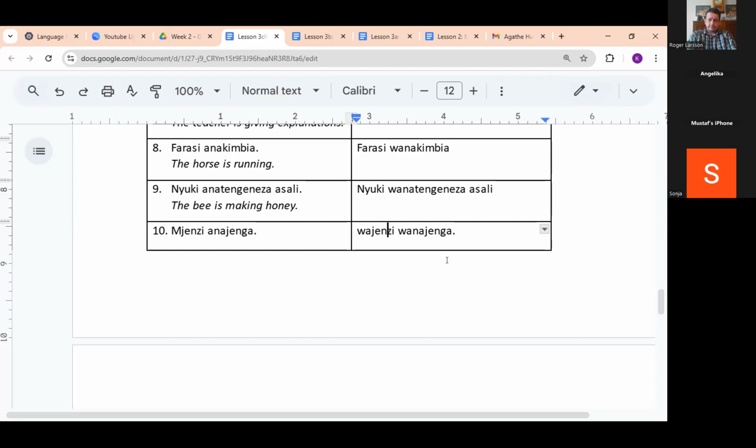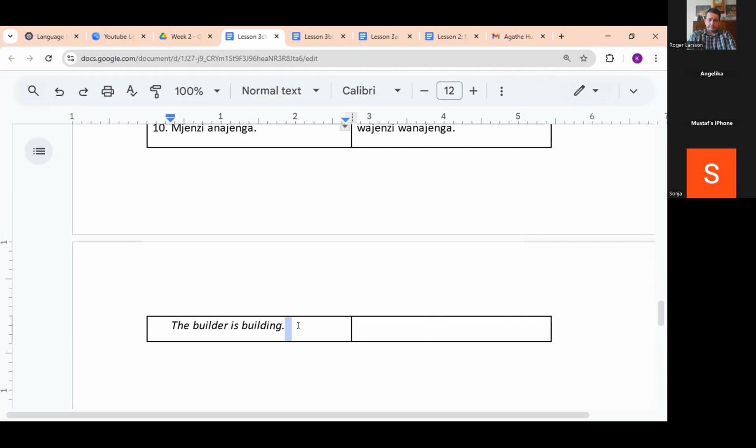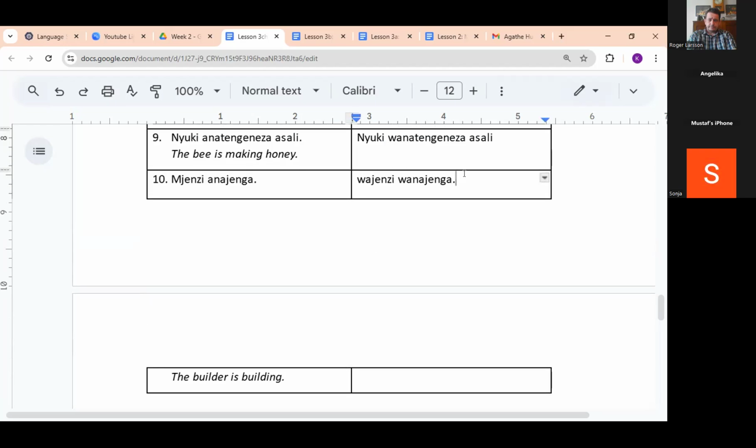Mchenzi is a constructor or engineer. And a builder? How do you say it? Mjenzi is a builder, like a house builder. The builder is building. Mjenzi anajenga. Asante. If there are many, wajenzi wanajenga.